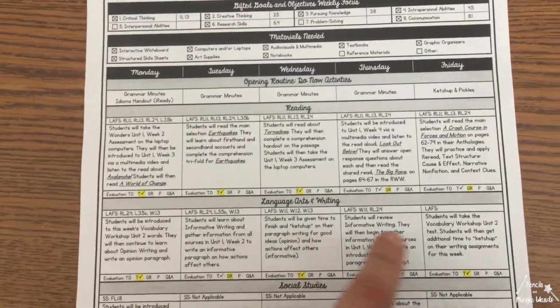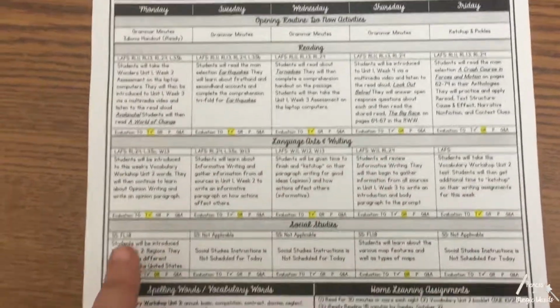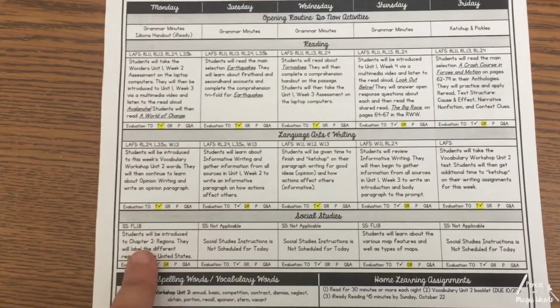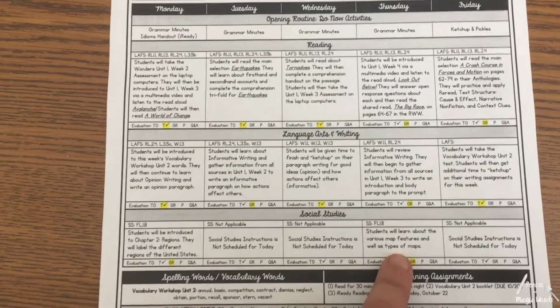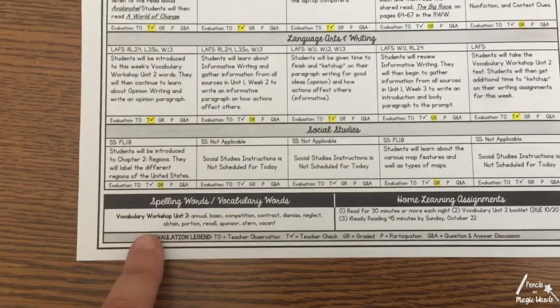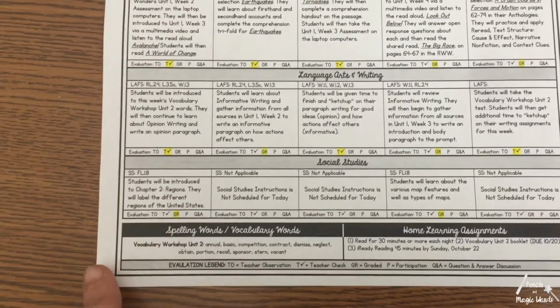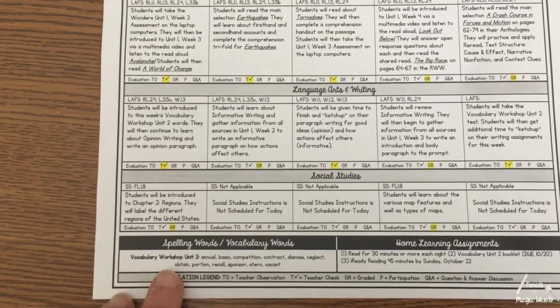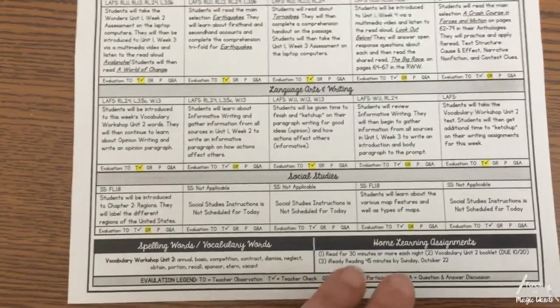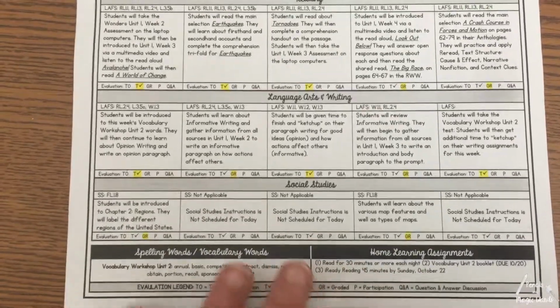I also have my language arts and writing lesson plans right here, as well as my social studies. I only teach social studies on Mondays and on Thursdays, so that's listed there. These are our vocabulary words for the week. I do alternate between spelling and vocabulary. Last week we had spelling. This week we have vocabulary. Next week we'll have spelling again. And this is the homework for the week.